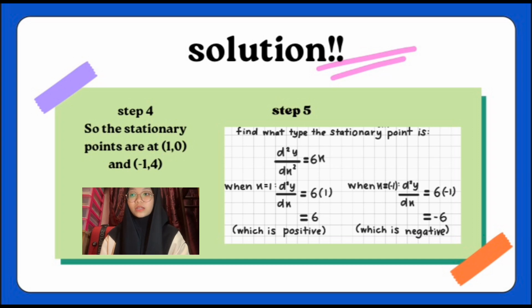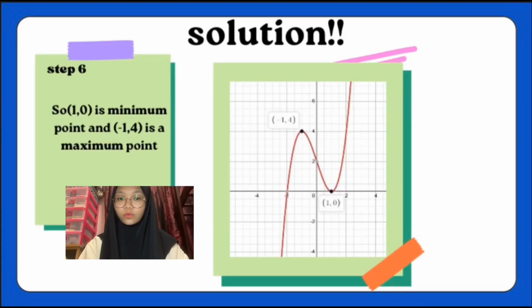The second one, when x is negative 1, we replace x with negative 1. So it will be d square y per dx square equal to 6 in bracket negative 1. So 6 multiplied by negative 1, the answer that we get is negative 6, which is negative. So (1, 0) is the minimum point and (negative 1, 4) is the maximum point.